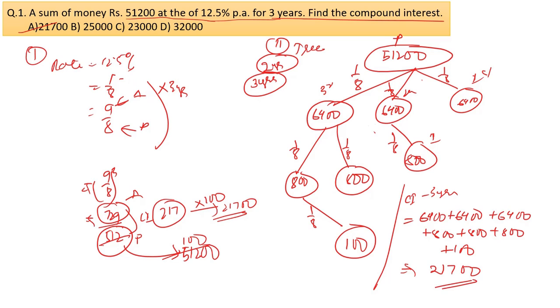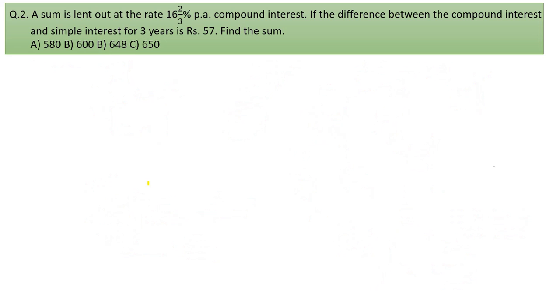This is option A. Friends, this tree method is very important. Do not think this is long. This method is very useful for calculating compound interest questions when we do not know the principal but the rate is given, or the difference between the compound interest and simple interest is given. So in the next question we have question number 2.